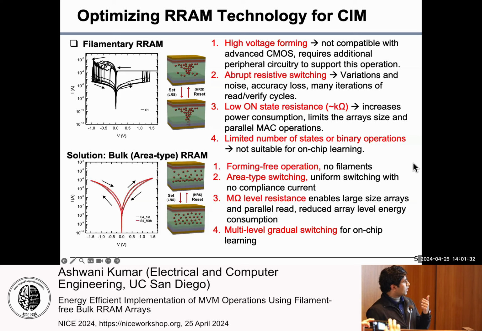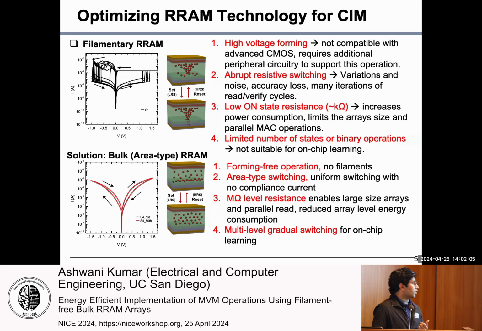However, the solution could be bulk RRAM devices, which address these four challenges. This bulk RRAM device provides forming-free operation, without forming any filament or showing any abrupt switching. So what kind of switching is it? It is area type switching, which provides uniform switching without any compliance current. You don't have to force any current on the device, and the device will be able to switch. And a very important point is the mega ohm resistance. You can clearly see the difference between kilo ohm and mega ohm. As soon as you have a device operating in the mega ohm range, it automatically reduces your energy consumption.